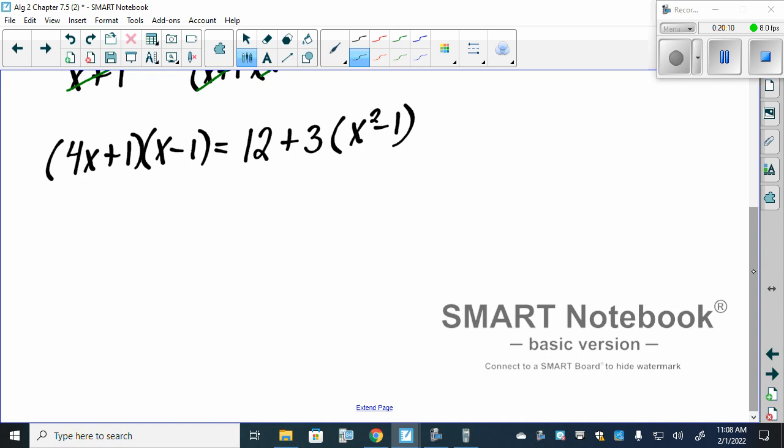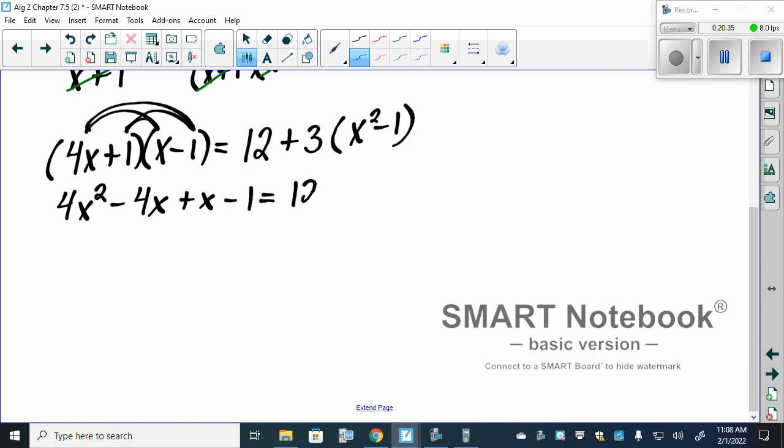Okay. Now, we do need to distribute and solve. So here we're going to multiply through by the 4x. Well, 4x times x would be 4x squared. 4x times negative 1 would be negative 4x. 1 times x is going to be plus x. And 1 times negative 1 would be negative 1. Here we're going to distribute the 3. So 3 times x squared is going to be 3x squared. 3 times negative 1 would be negative 3.